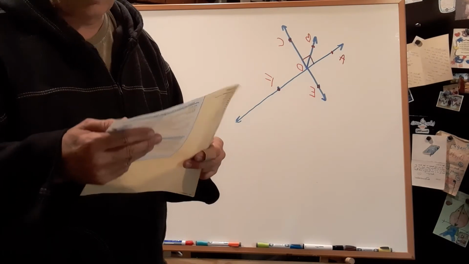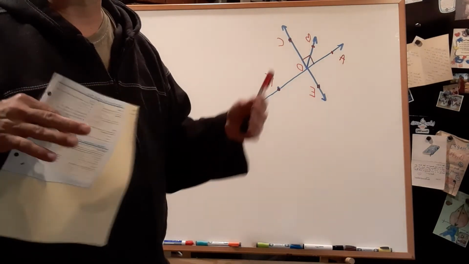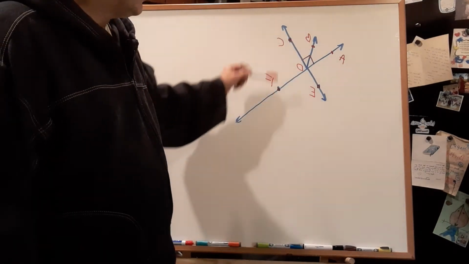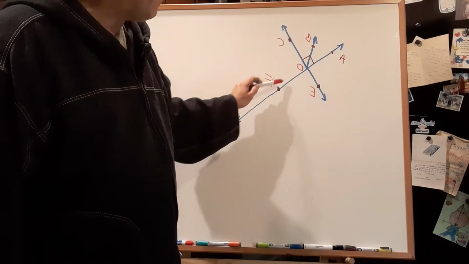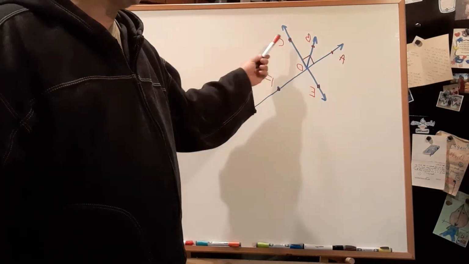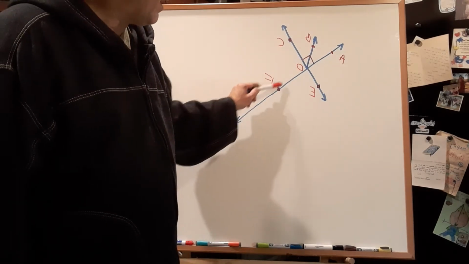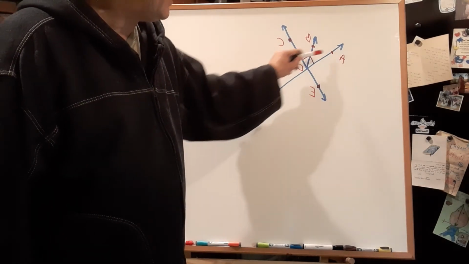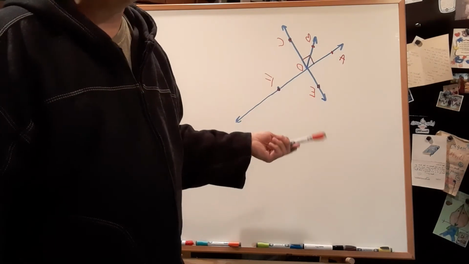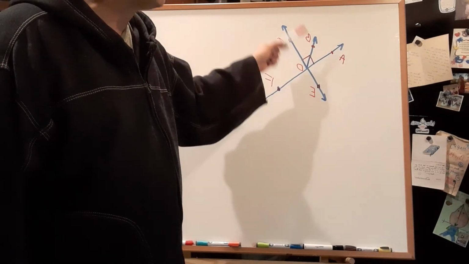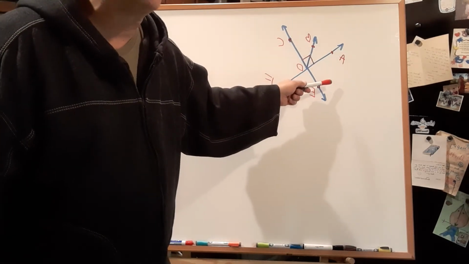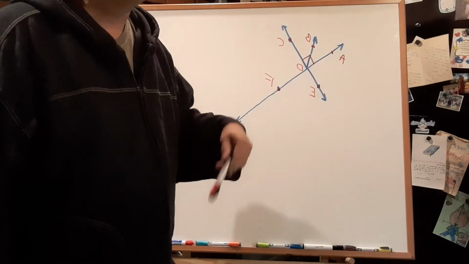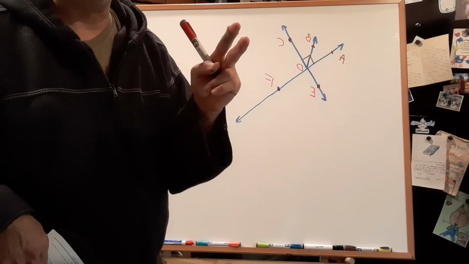All right, so supplementary angles. It's when two angles add up to 180. So we know that CDF and FDE add up to 180, and FDE and EDA add up to 180. Those are the two. Now remember, it's two angles that add up to 180. These three do add up to 180, but supplements have to do with two.